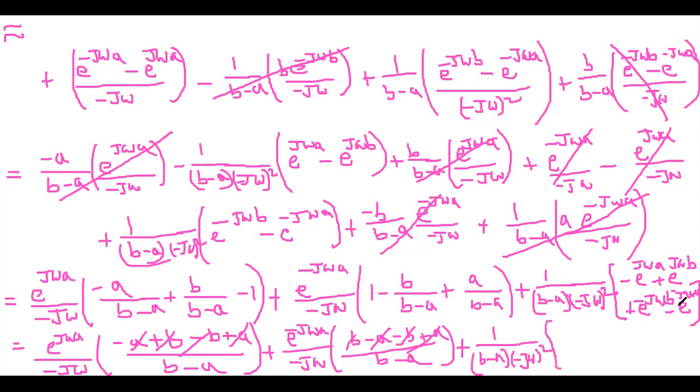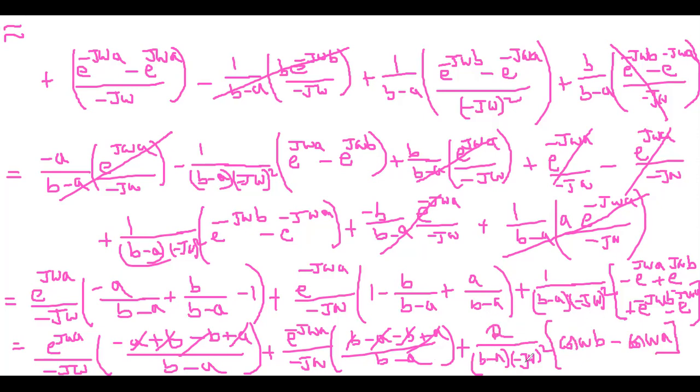and see here, e power j omega b plus e power minus j omega b by 2. By 2 is a cos omega b. Means I am multiplying the 2 here. Minus e power j omega a plus e power minus j omega a is a cos omega a, my dear students. Understood? Now what is the final answer?